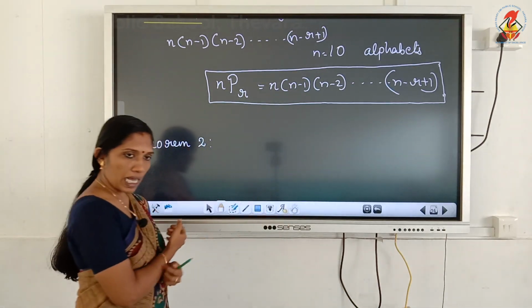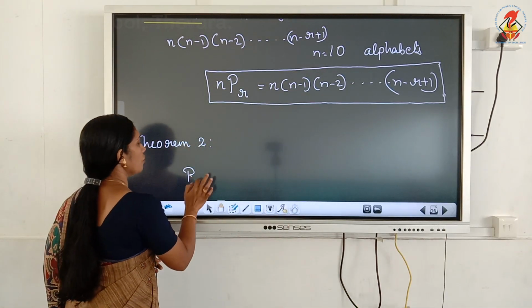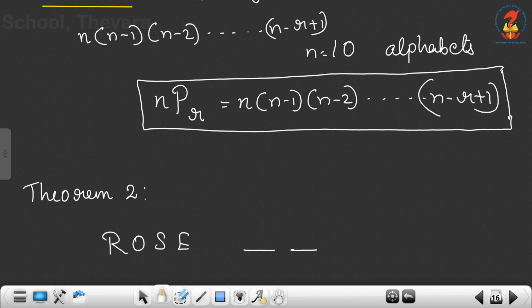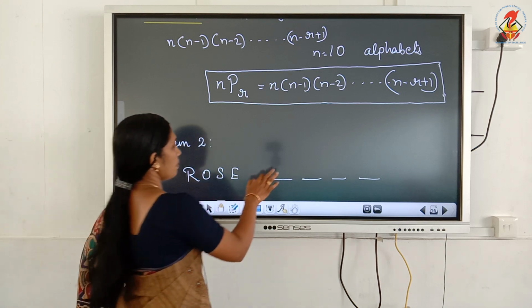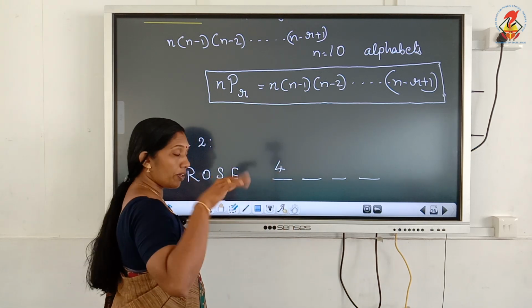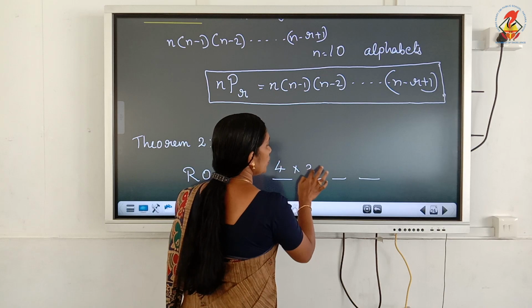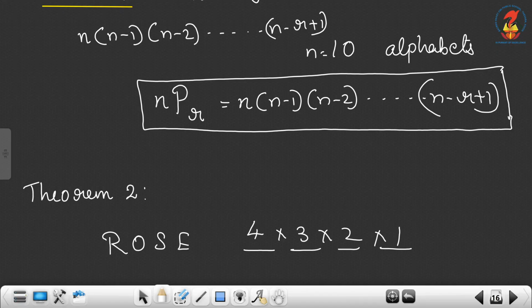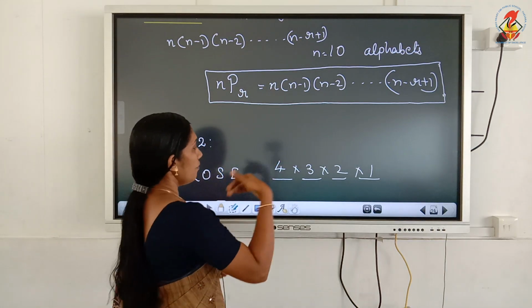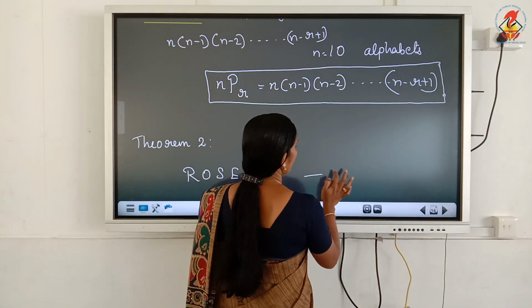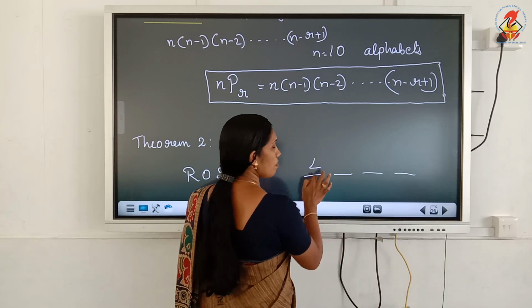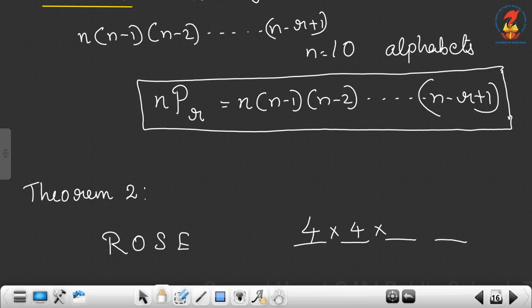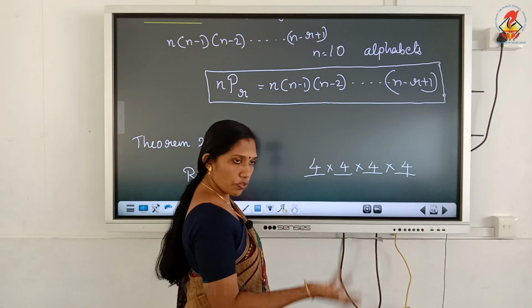If repetition is allowed, for example, in the case of roses, we can form a 4 letter word. The first place we can fill in 4 ways. If repetition is not allowed, it is 4 into 3 into 2 into 1, that is 24 words are possible. If repetition is allowed, then first place 4 ways, second place 4 ways, third place 4 ways, fourth also 4 ways, that is 4 raised to 4.